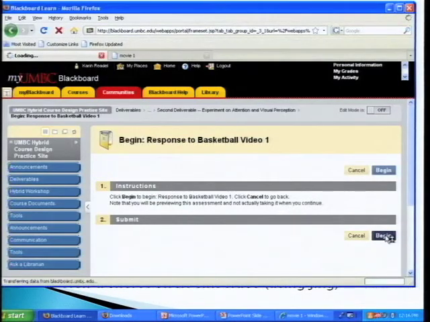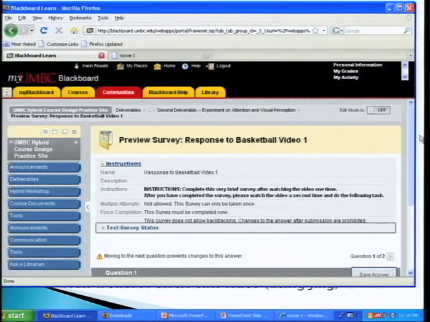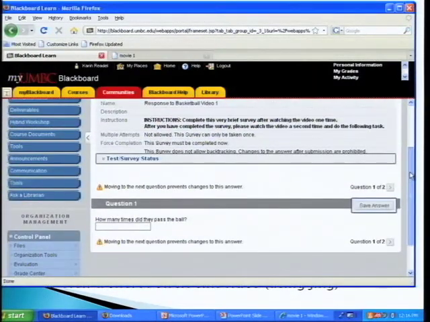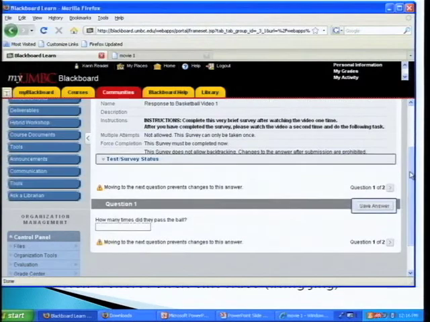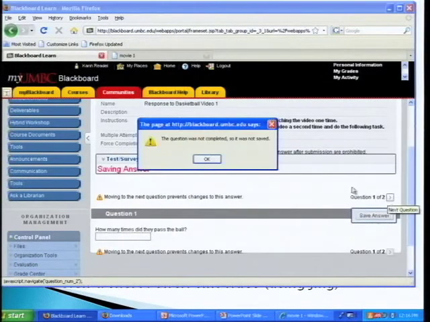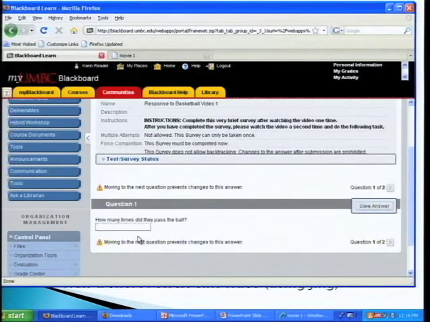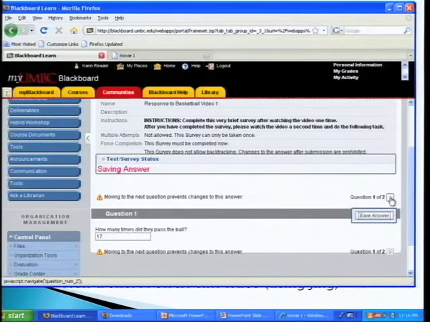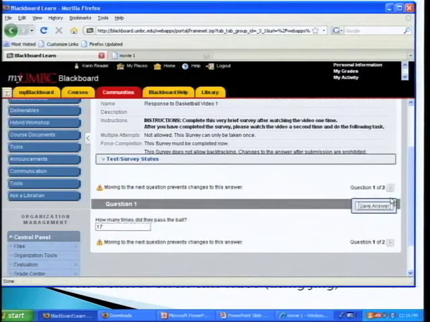So let me sit down at this point. Okay, so I asked them how many times did they pass the ball. You can answer that if you want. And then going on to number 2. No, I didn't give an answer, sorry. I don't know, let's put in some general number, 17. Okay, save answer, and go on to number 2.